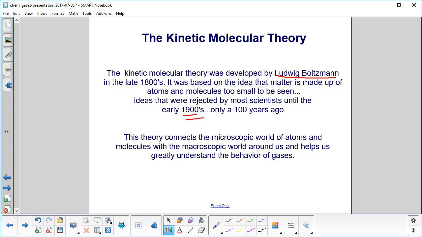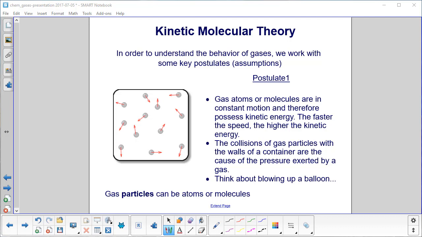The theory connects the microscopic world, actually submicroscopic, right? You can't see any of those guys with a regular microscope, of atoms and molecules with the macroscopic world, that's what you and I see, and it helps us greatly understand the behavior of gases. There are some key assumptions we make to understand the behavior of gases. Another name for assumption is postulate.